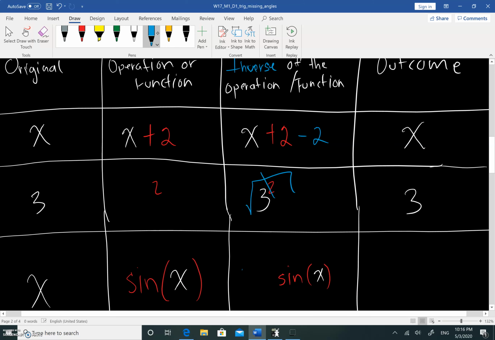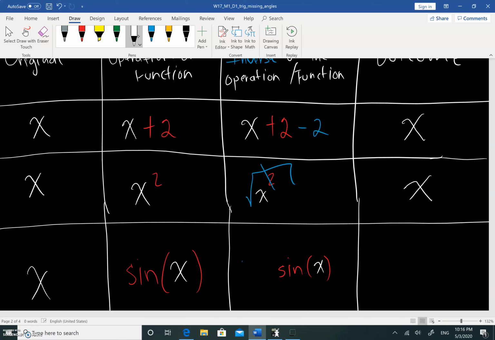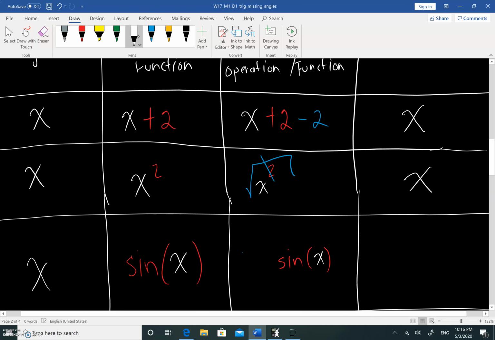But like I said, we're not using 3, we're generalizing this, right? So we're using x. So this is supposed to be x, and this is supposed to be x squared. And if you take the square root of x squared, you get x, because this works for any number, right? So we can do this with 4. 4 squared is 16, and then the square root of 16 is 4.